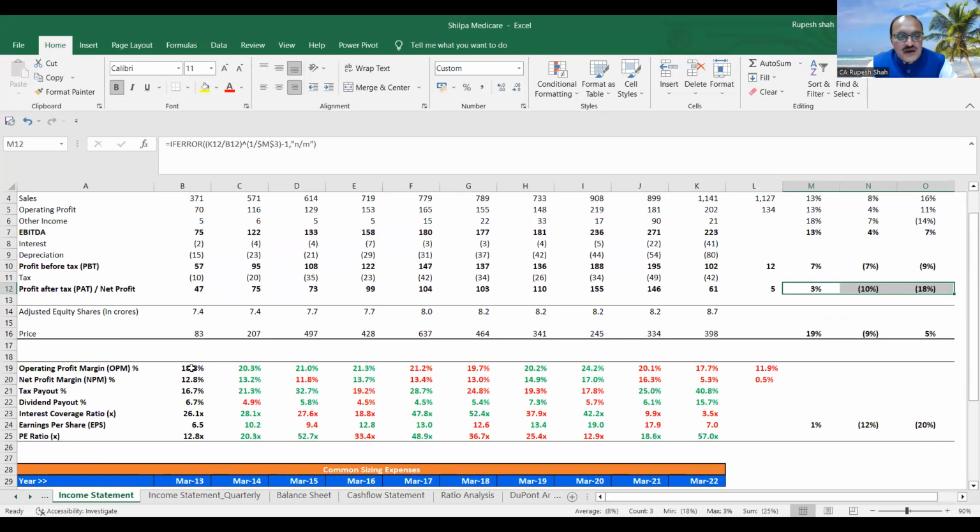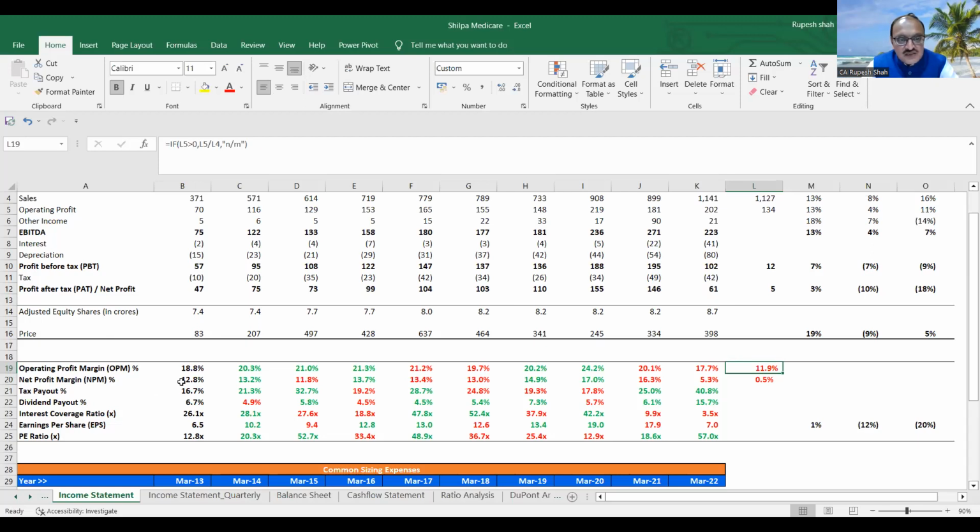Then let us look at margin. Margins are 18, 20, 21, 20. Okay, but this has drastically come down in the PTA. Drastically come down. 17 to 11. Otherwise, in history it never had such a low margin. So again, it tells you to go back to the qualitative analysis and find out what has gone wrong.